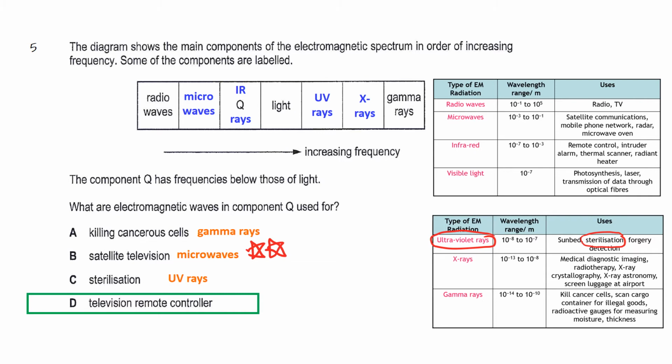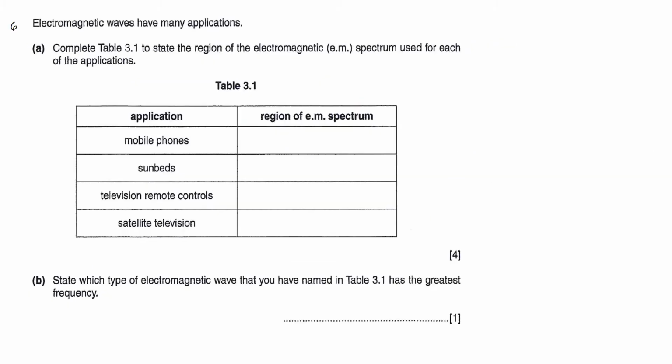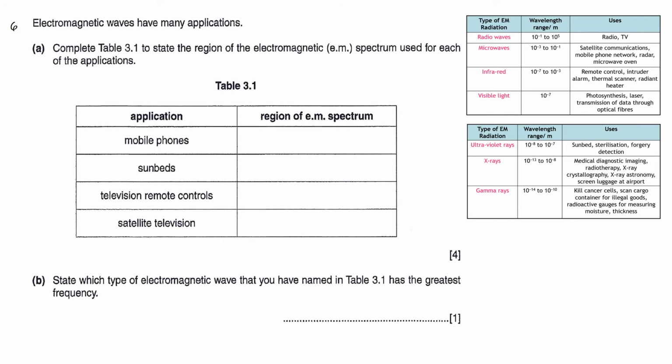The next question. Electromagnetic waves have many applications. For the 4 applications listed in the table, for mobile phones, which electromagnetic waves are used? Again, recall this table very quickly.